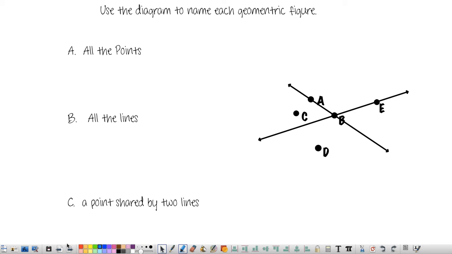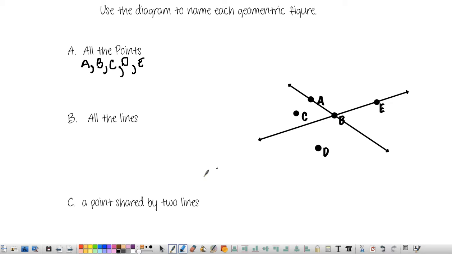So use the diagram to name each of the geometric figures. Looking at this, we're going to name all the points. Any point that has a label of a capital letter is a point on this plane or on these lines. So we have point A, B, C, D, and E.